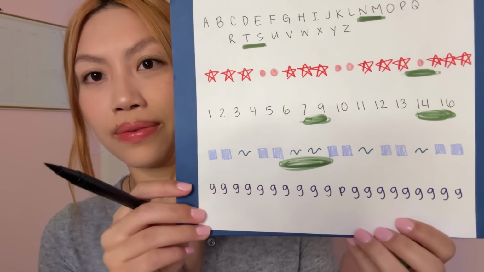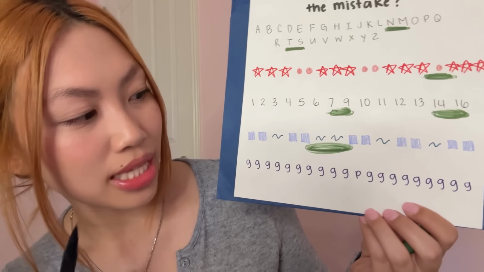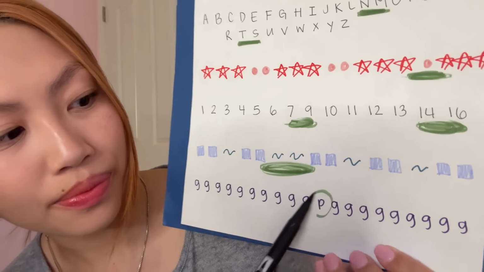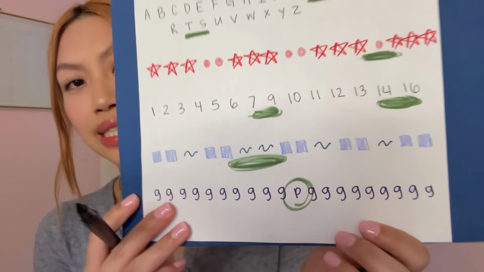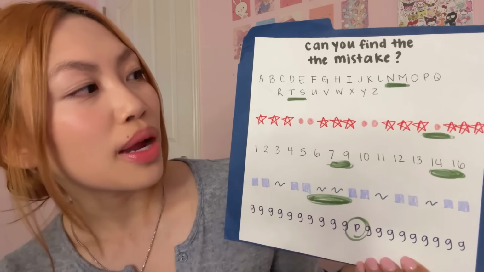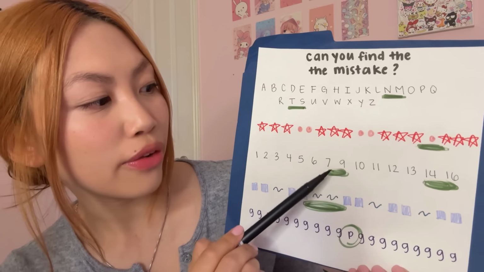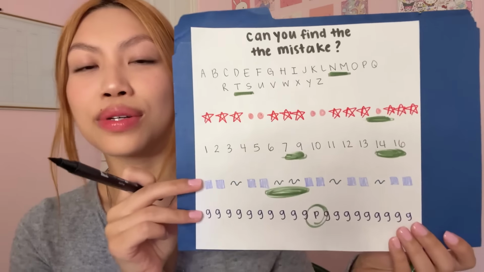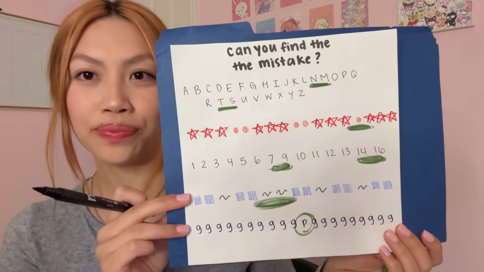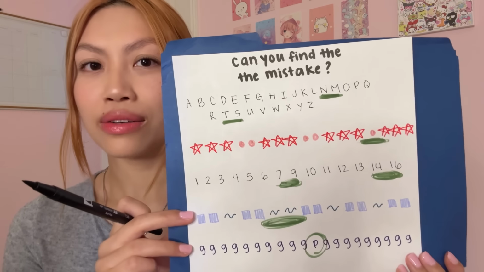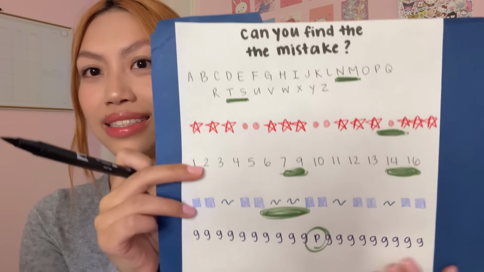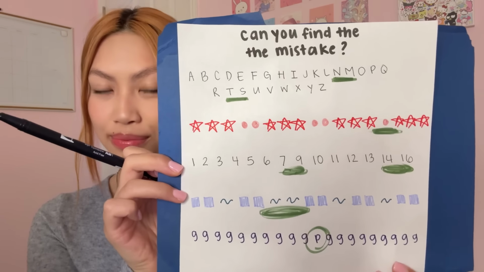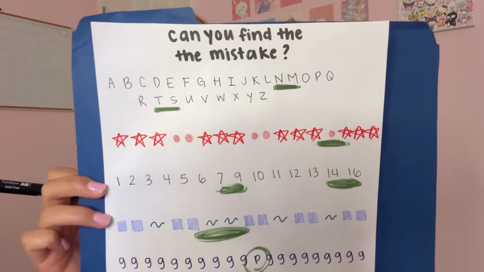And then for this last one, they're all letter G's except for that one. It's a letter P. So right now we have 1, 2, 3, 4, 5, 6, 7 answers, and I said there was 8 answers on here. So if you haven't found the last mistake yet, I'm giving you a moment and then I will point it out.